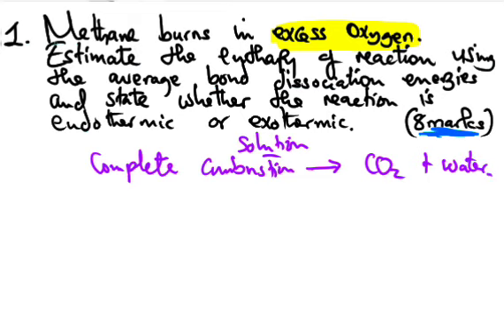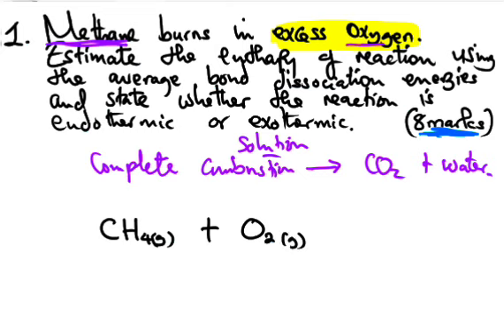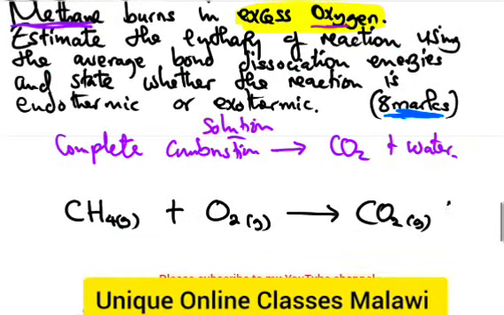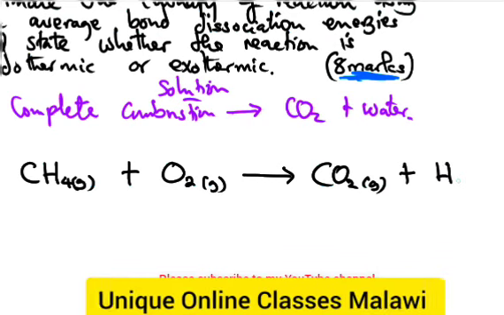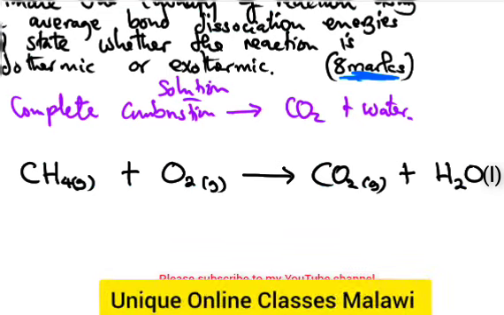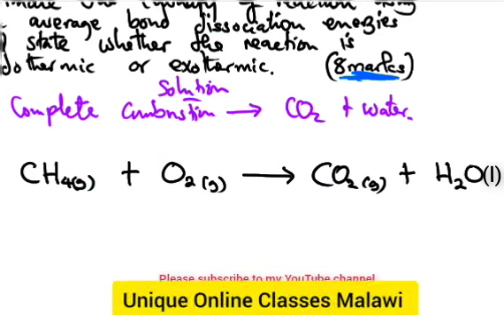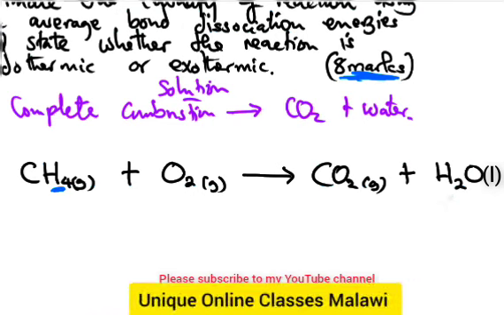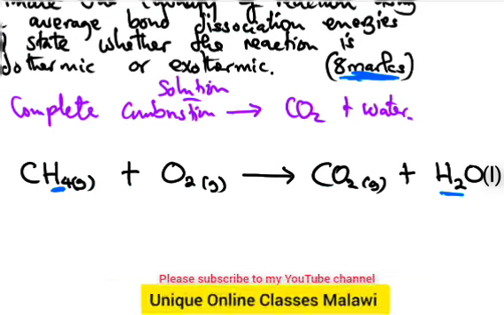So we should write a well-balanced chemical equation. We're going to have methane, which is CH4, a gas, plus oxygen, which is O2 gas as well, to give us carbon dioxide gas and water, H2O. Next, we need to balance the equation. On the hydrogen side, there are four on the left and two on the right, so we need to put two in front of water, and the hydrogens are balanced.